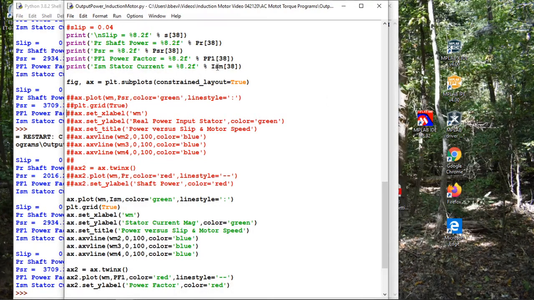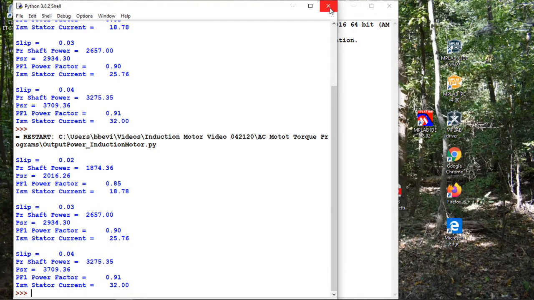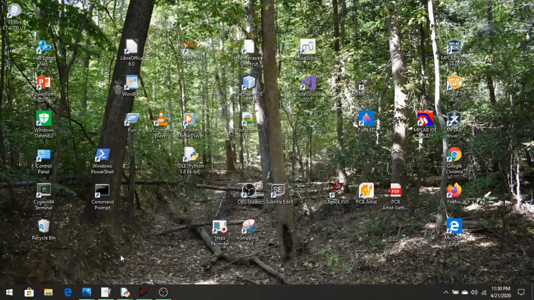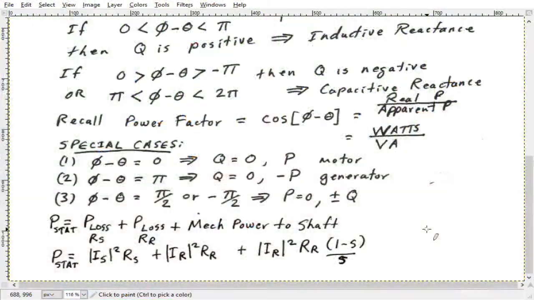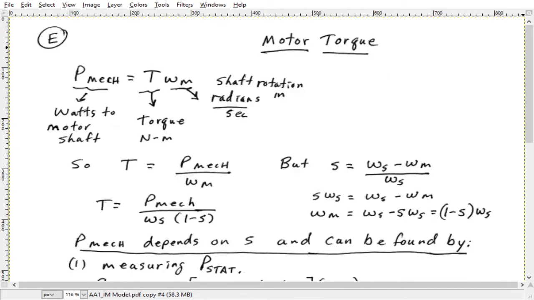All right, so let's go in and let's get out of here. Okay, and let's go back to GIMP here. All right. And so now let's get into the really interesting part here. Let's look at motor torque.